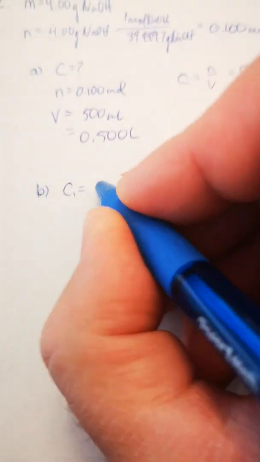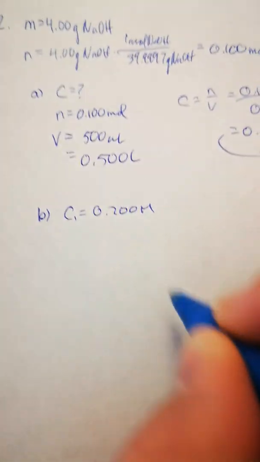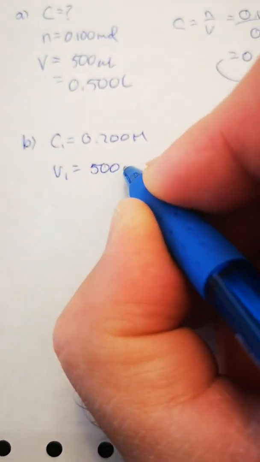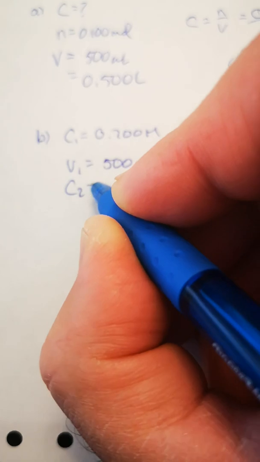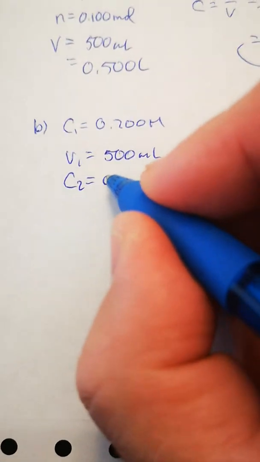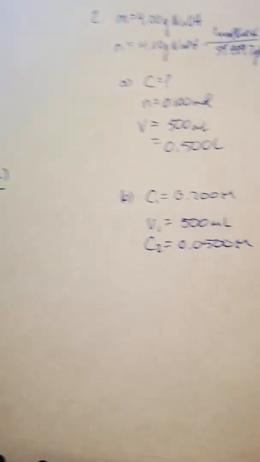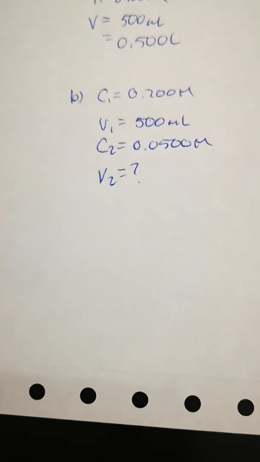Now for question B, we were asked, how would we dilute this to 0.0500 molarity? Well, we know our initial concentration is 0.200 molar. We know our initial volume is 500 mils. We know our final concentration. It said 0.0500 molar in the question. How would we dilute it to this from what we were given? Our final volume is the unknown.